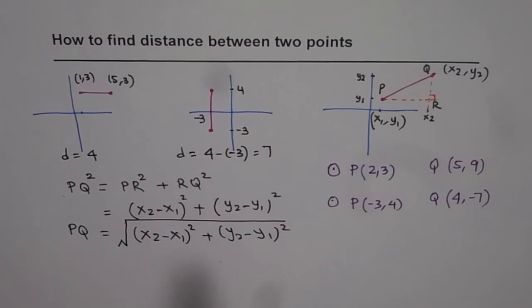In general, it is difference of x coordinate values, square of that, plus difference of y coordinate values, square of that, add them up and find square root, right? So it is sum of squares of difference of x and y coordinate values, and square root of that gives you the distance. I hope that is absolutely clear and easy to remember.